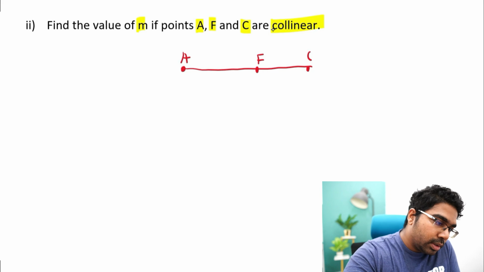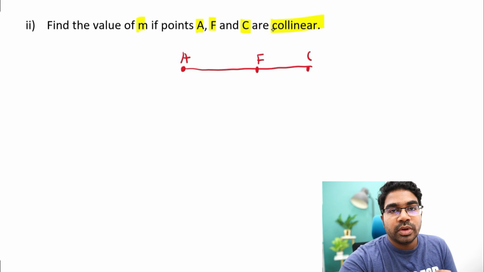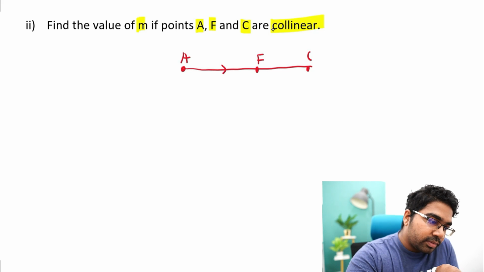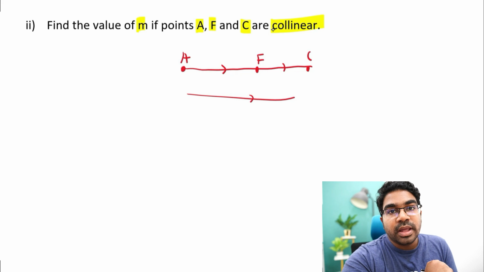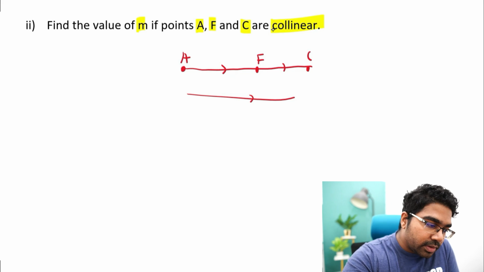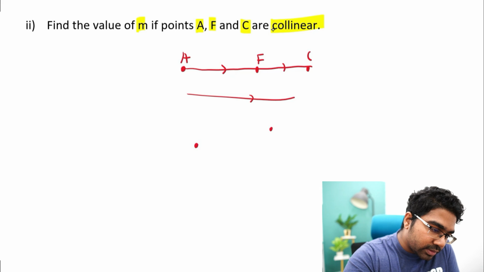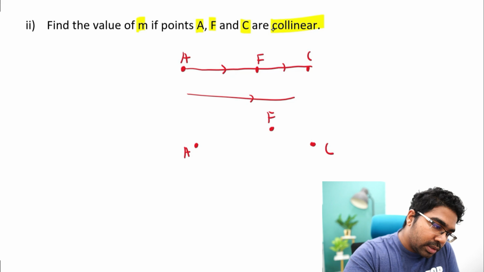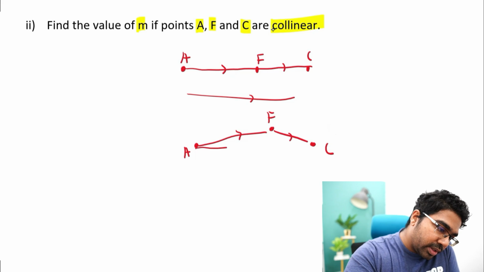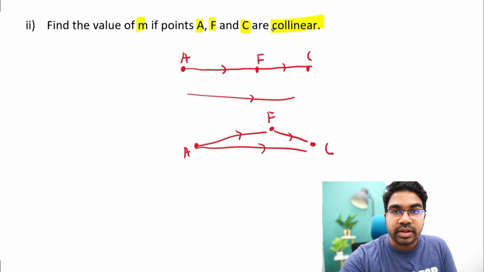Okay, so how to prove if it's collinear? We always use the concept of parallel vectors here. So if I take vector AF, it must be parallel to FC and AC if they are collinear. Because if they were not collinear, for example, if F was slightly off the line, then AF would not be parallel to FC, which would not be parallel to AC. They will all be in different directions.